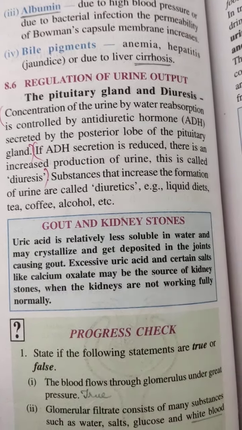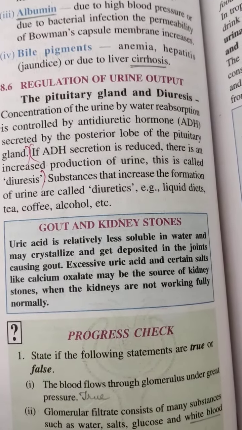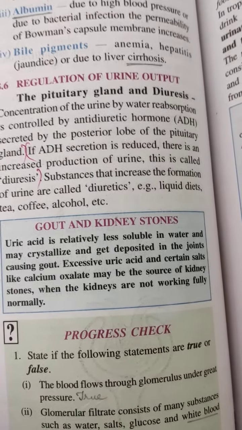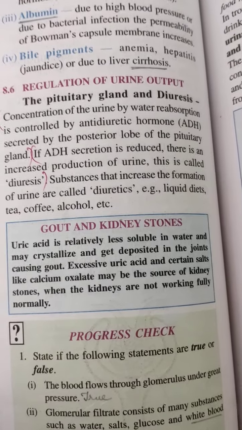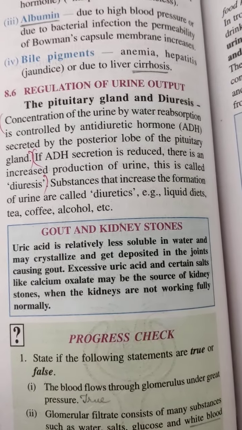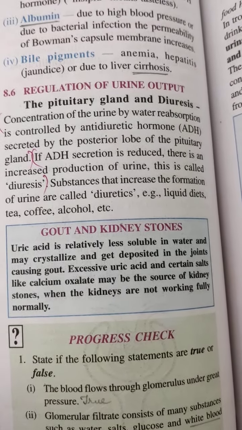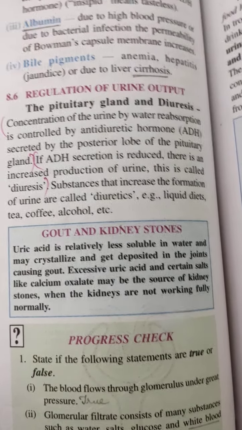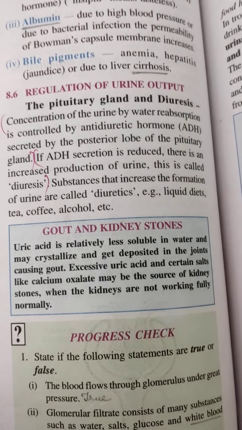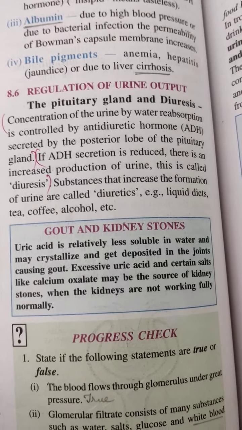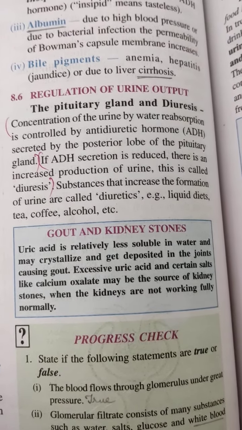Because excess amount of water is going out from our body because of the less secretion of vasopressin or antidiuretic hormone. So what happens, we suffer from dehydration. Substances that increase the formation of urine are called diuretics. Examples: liquid diets, tea, coffee, and alcohol.